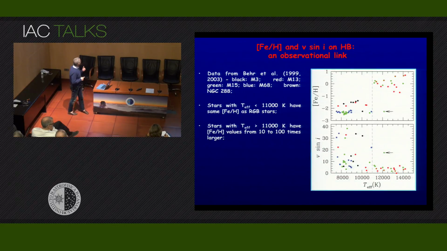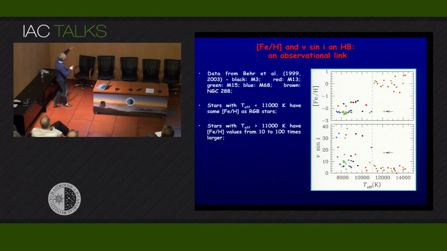Okay? But it's interesting to know that there is a huge link between the chemical peculiarity and the rotational pattern. Okay? This is, for some clusters collected all together, the level of the abundance of iron at the surface as a function of the effective temperature. You see here that all stars hotter than 11,000 degrees, the position of the Grundle jump, are hugely iron enhanced. This is the effect of radiative levitation being at work. Cool stars are not enhanced. Radiative levitation is not at work.